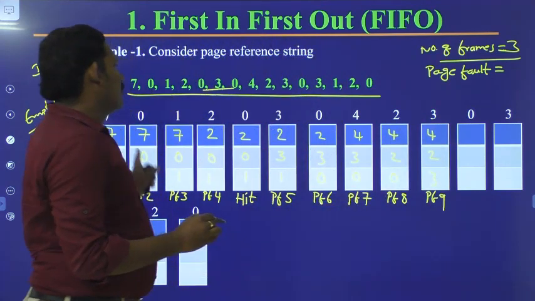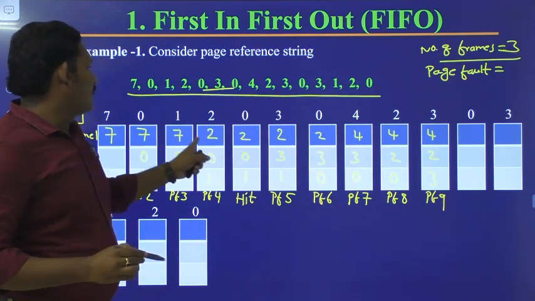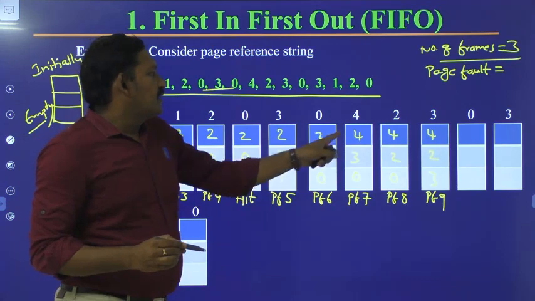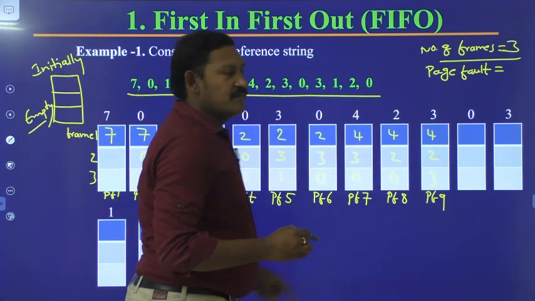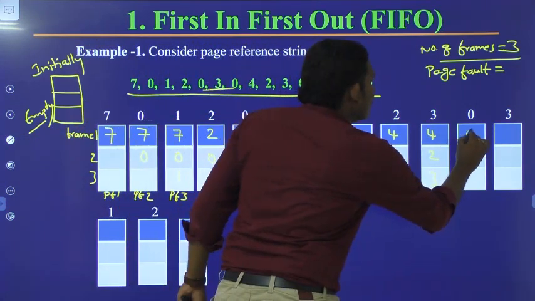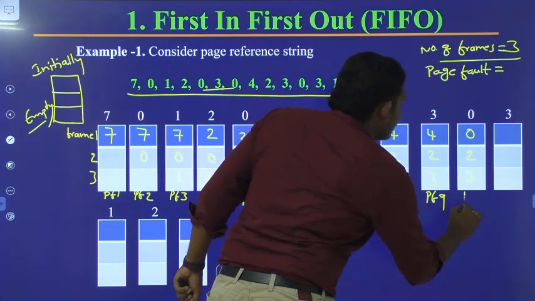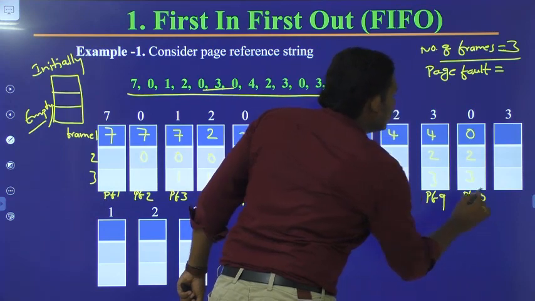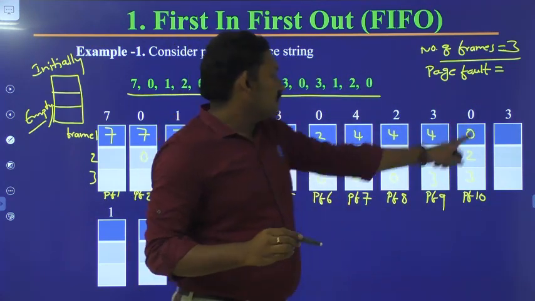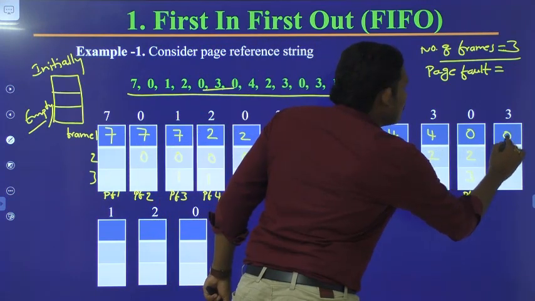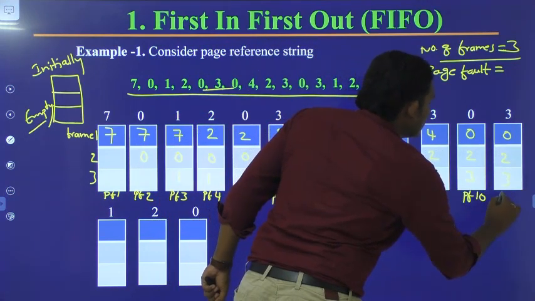Next 0. Again frame 1: in frame 1 we have to place 0. So 0, 2, 3. Page fault 10. Now 3. 3 is already available in the main memory, so no problem, it is a hit. The same 0, 2, 3 we write. So this is a hit.